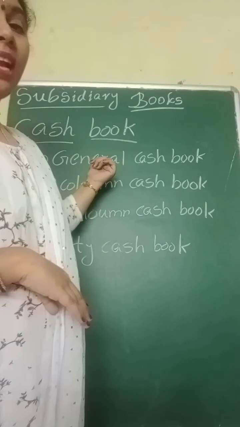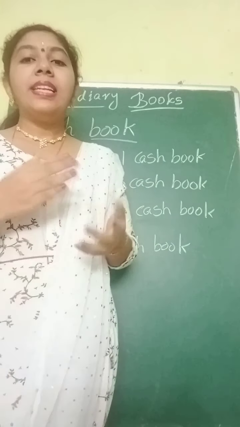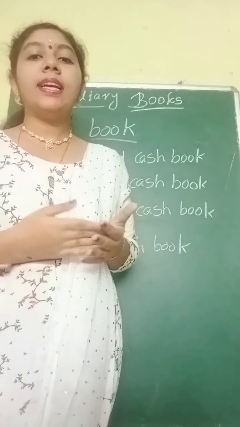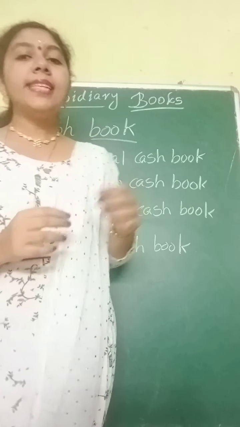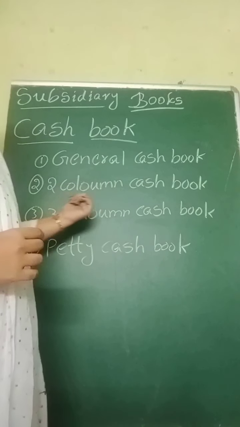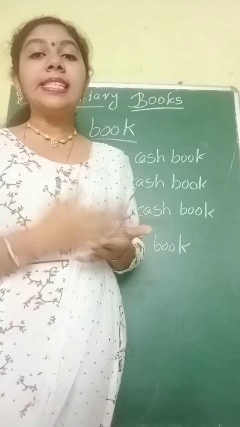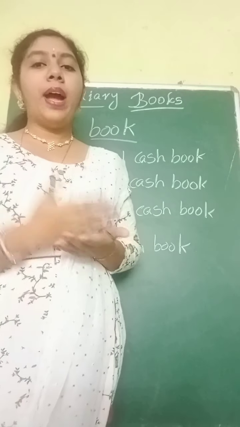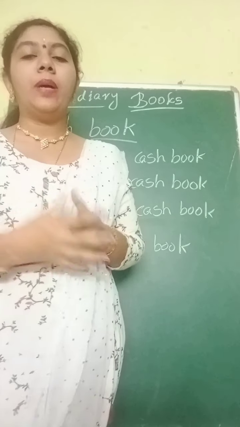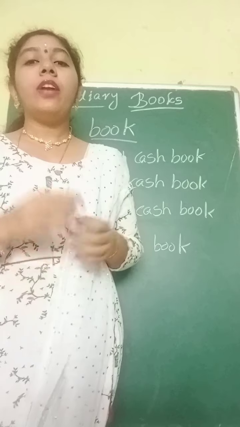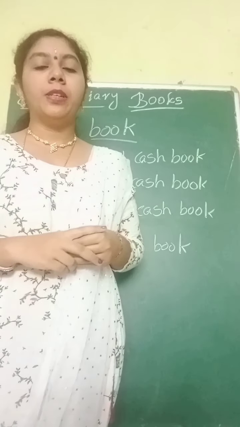First one is the general cash book. All the receipts and payments are entered into the general cash book. The second one is the two-column cash book. If we are giving any discount, for example when the consumer gives the full settlement and we give some discount, then we have to use the two-column cash book.